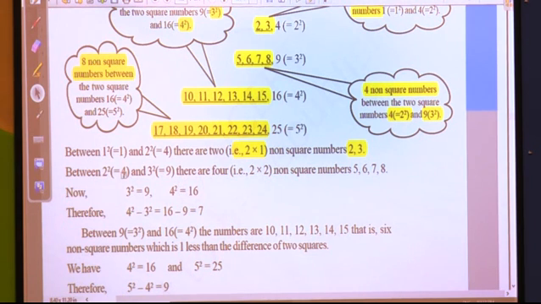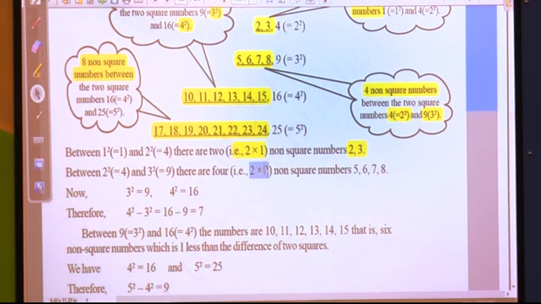Between 2 square and 3 square, that is between 4 and 9, there are 4, that is 2 into 2, non-square numbers: 5, 6, 7, 8. I hope you are understanding. Now 3 square is 9 and 4 square is 16.